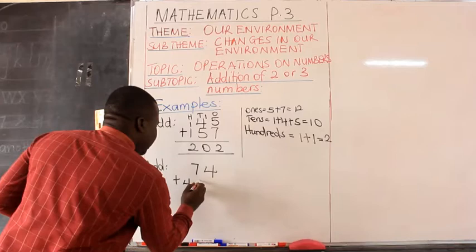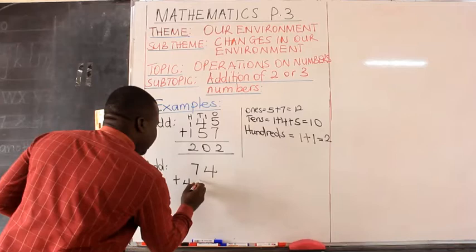So we shall begin by adding ones. And what do you get? 4 plus 6, which gives you 10. Write 0, carry this 1 to the next place value. So let's add now the tens. We shall have 1 plus 7 plus 9, which is 1 plus 7 is 8, 8 plus 9 gives us 17. So we shall write 7 and regroup 1 to the hundreds place value.